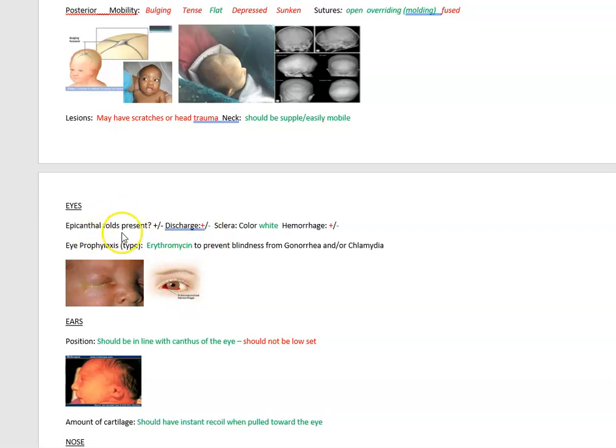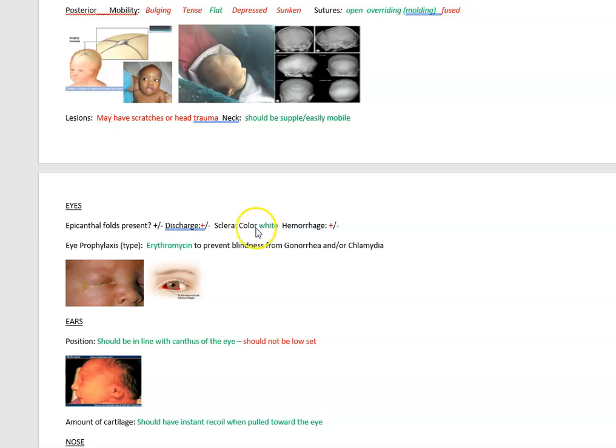They can be present, and that can be a normal thing. Discharge, as long as it's not a lot, it can be normal. But if it's a lot, this could indicate gonorrhea or chlamydia, the presence of an infection in the eye, which can cause blindness. So whenever we see this heavy discharge, it causes us major concern.